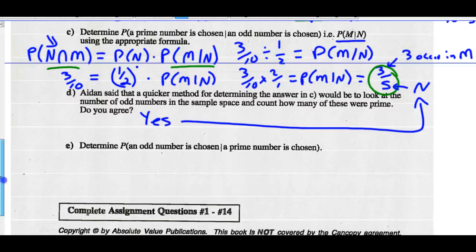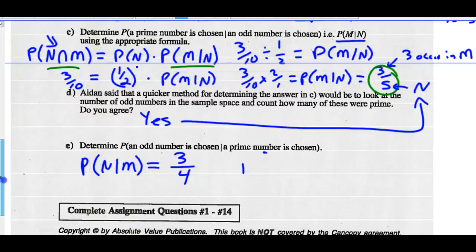Determine P, an odd number is chosen given that a prime number is chosen. So the probability of N given that M has occurred. So let's do the quicker method that Aidan just talked about. Given that M has occurred, there are 4 prime numbers. And of those, how many are odd? 3 of those are odd. All right, 3, 5, and 7.